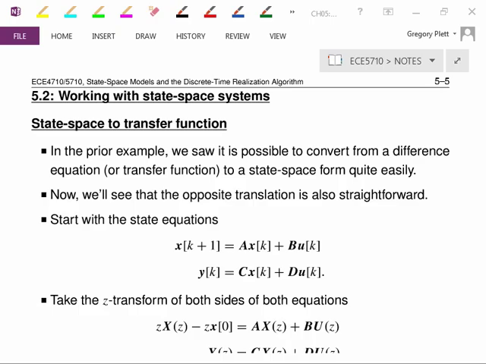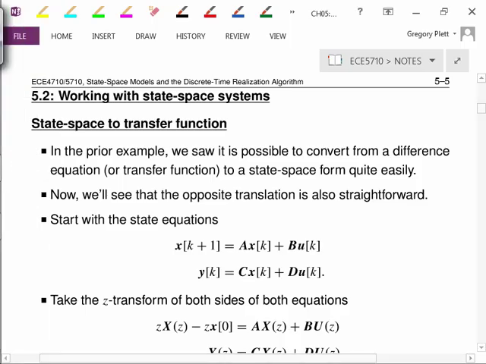In the example that we looked at in the previous section, we saw that we could convert a difference equation or a transfer function in discrete time into a state space form pretty readily. And now we're going to look at the opposite transformation, the opposite translation, and see that it's also quite straightforward.